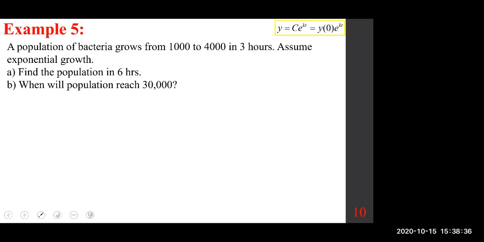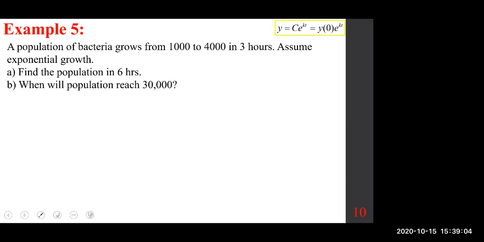All right, now, the population of bacteria grows from 1,000 to 4,000 in 3 hours. Assume exponential growth. That means the formula at the top, that means dy/dt is ky, and that's why we end up with that. So we want to find the population in 6 hours, and when will it reach 30,000?